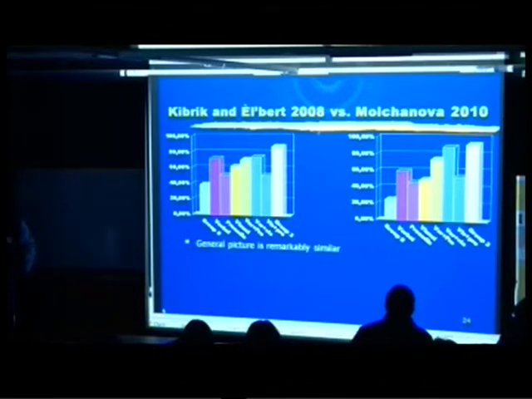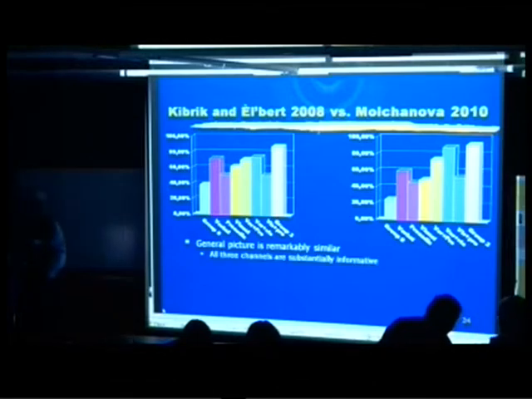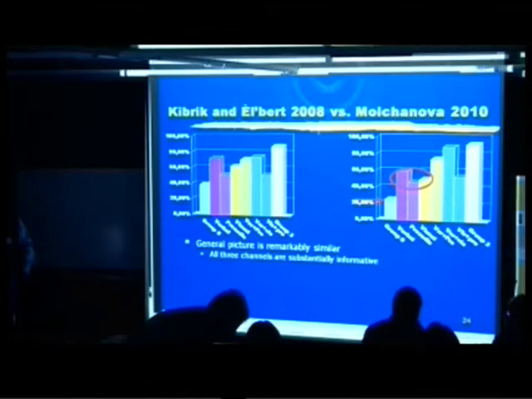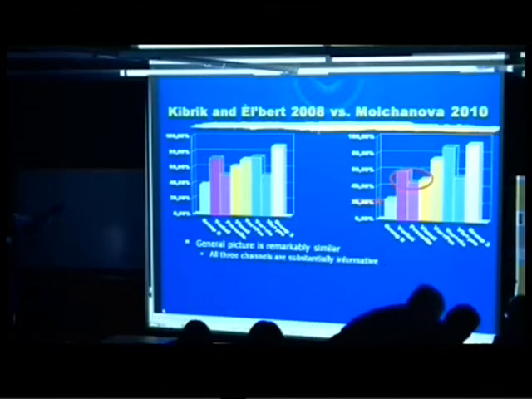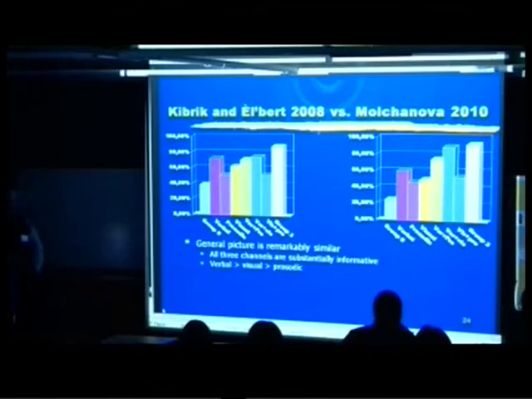All three channels are substantially informative. You can compare individual channel results in the oval to the group 0 results shown with the arrow. There is still the same hierarchy, verbal over visual over prosodic channel, and the visual plus prosodic condition dip is even sharper. So apparently this effect is very persistent.